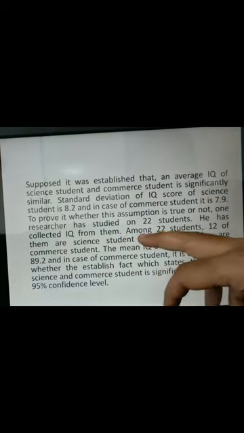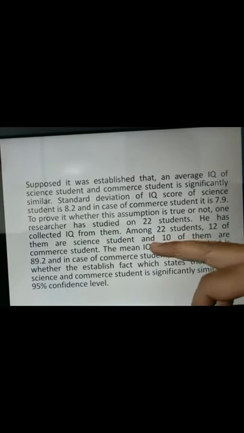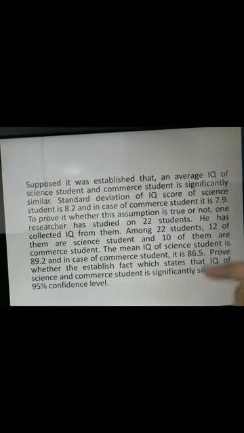To prove whether the assumption is true or not, a researcher has studied 22 students, and he found that among the 22 students, 12 are from a science background and 10 are from a commerce background. The mean IQ of the science students and the commerce students is given. I need to prove whether the established fact is correct or not at the 95% confidence level.